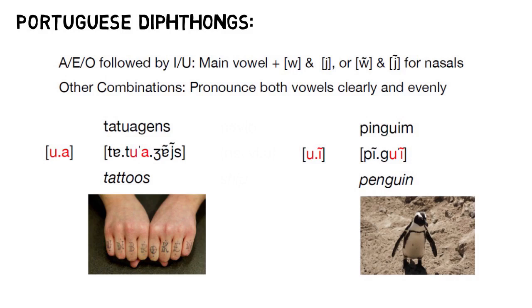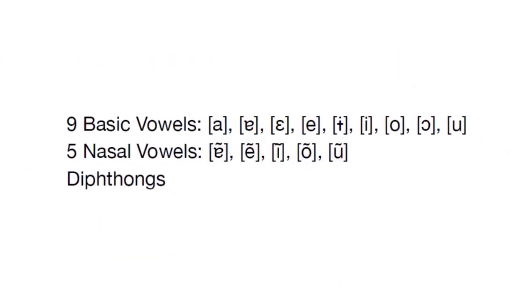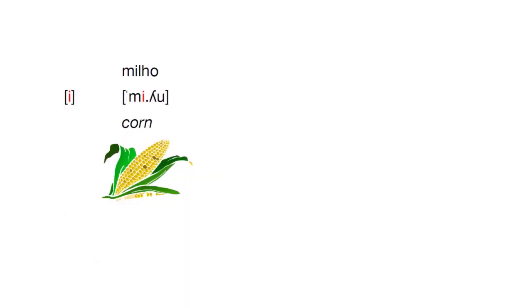And so that's all for Portuguese diphthongs, and that means we're through with all the sounds of Portuguese. To quickly review, in this video we covered the 9 base vowels of Portuguese, the 5 nasal vowels of Portuguese, and chatted a bit about diphthongs. We began with 3 vowels that were very similar between Portuguese and English. There was I as in milho, then came U as in uva, and then we covered E as in pé.